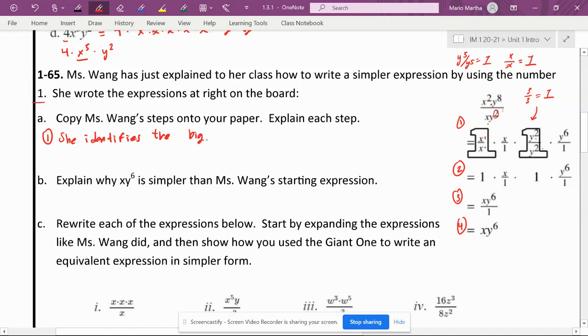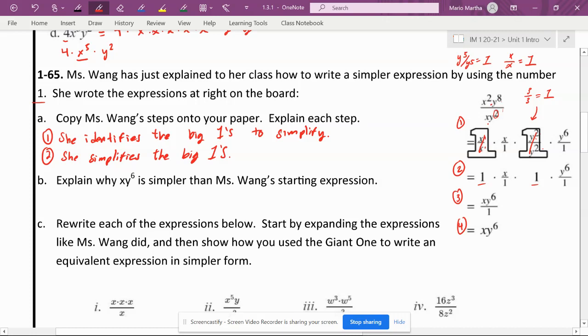We're going to call them the big ones to simplify. On the second step, she divides those out, and all that is left over is just the ones right there. So on step 2, she just simplifies the ones. The big ones, let's call them the big ones. All right.